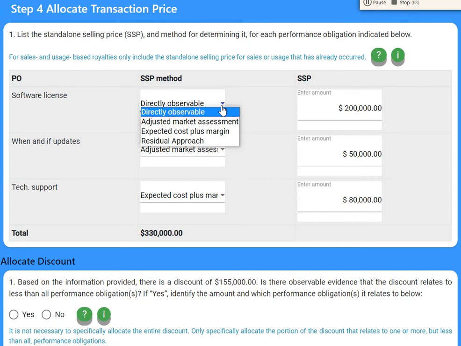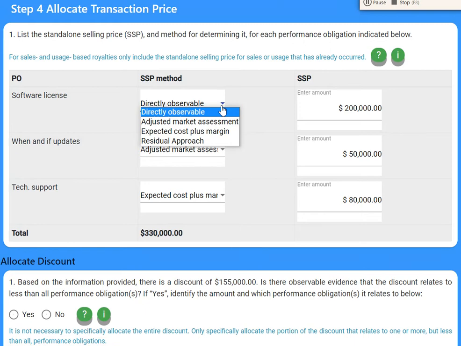Absent that, another selection there would be adjusted market assessment. So if you have a similar product, or if a competitor perhaps has a similar product in a near market or a similar market, then you may be able to reference the pricing that they're using there and then adjust that pricing for your market specific circumstances to determine or estimate a standalone selling price.